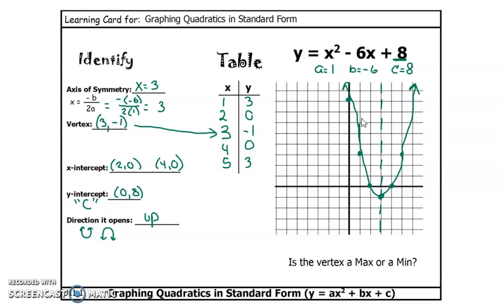Is the vertex a max or a minimum? Okay. Well, remember, our vertex is this point right there. That's our vertex. So if it's a max, that means it should be a highest point, and if it's a min, it should be a lowest point. Well, since this is a right side up U, that means that's the lowest point. So that means our vertex here is a min, or a minimum.